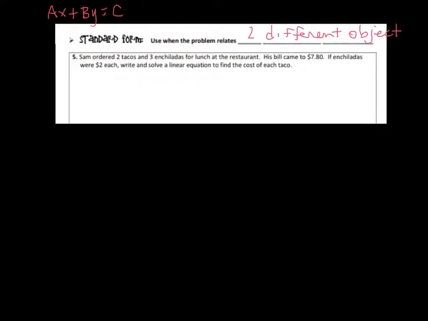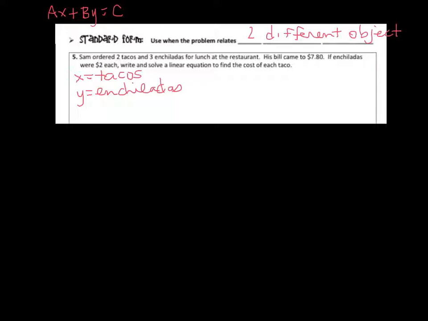So I know I'm talking about tacos and enchiladas, so that has to be what my variables are actually going to represent. So I'm going to use x as tacos, and I'm going to use y as enchiladas. It will help if you go ahead and define your variables, just like we did back when we were writing equations, so that we don't lose track of what we're talking about.